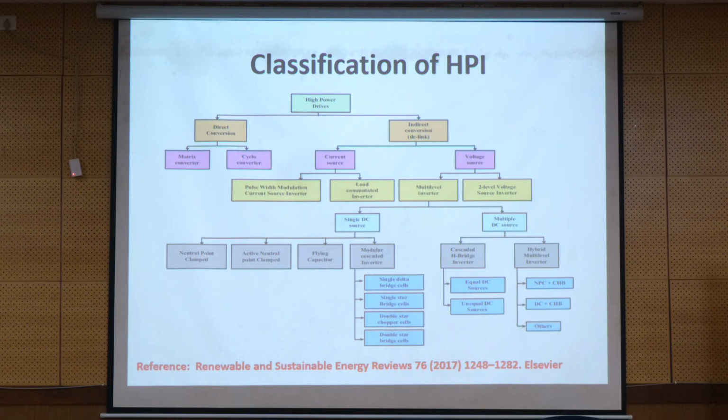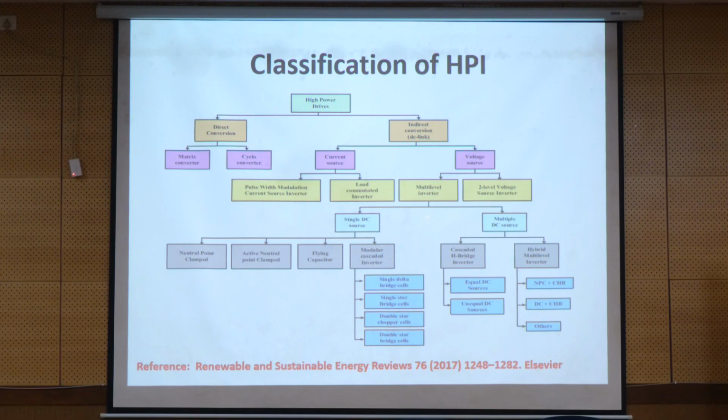Now, when it comes to the usage of a single DC source, what are the different types of multi-level converter topologies that we have? One is the neutral point clamped, the 3-level diode clamped multi-level inverter, also called the neutral point clamped multi-level inverter. Then the active neutral point clamped multi-level inverter and the flying capacitor multi-level inverter topologies also make use of a single DC source.